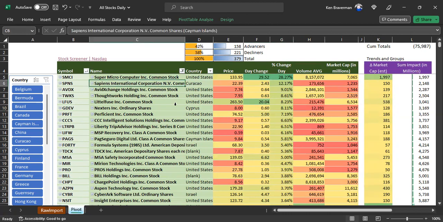I don't know what Sapiens International Corporation is. These are in all different countries. This is in Curaçao. I didn't even know Curaçao was a country. Apparently it is.